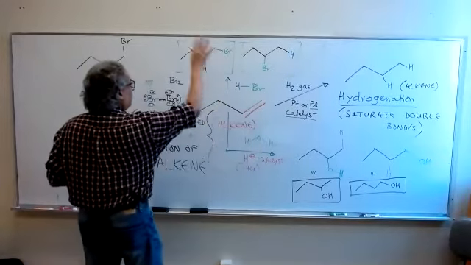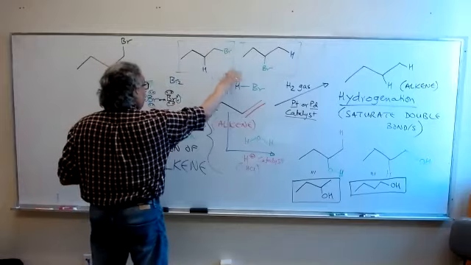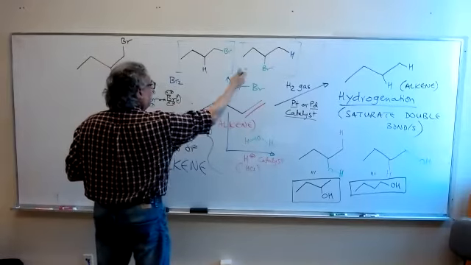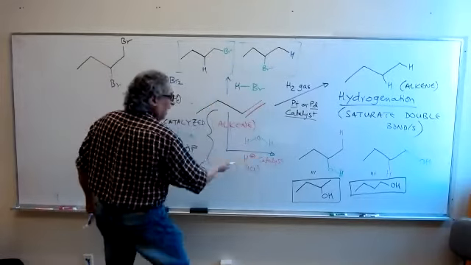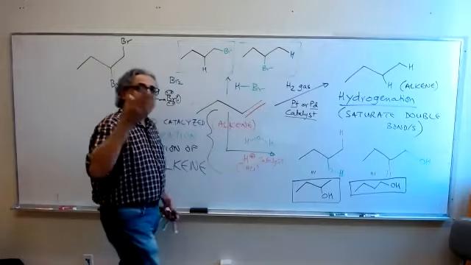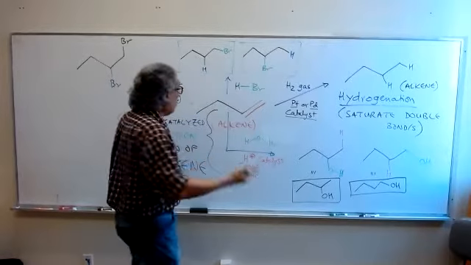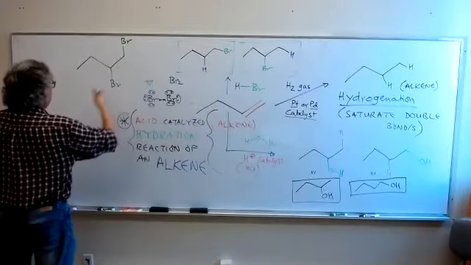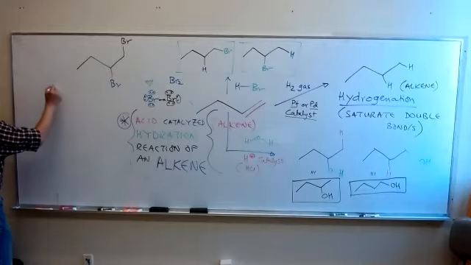That's hydrogenation. This is adding a bromine or HBr or HCl or HF. This is hydration. You're making the alkene drink some water. This is bromination. This reaction is called bromination.